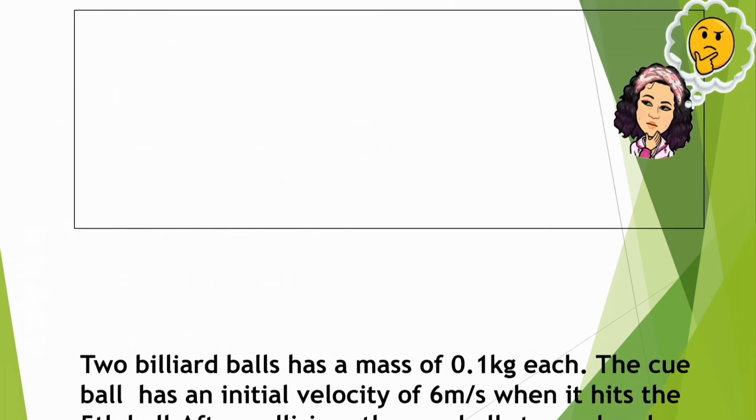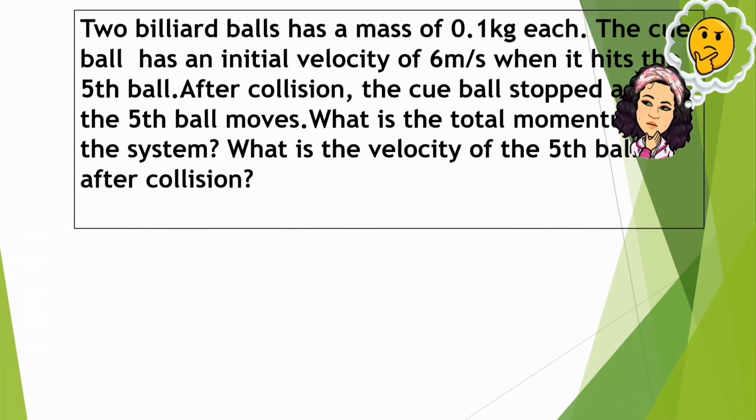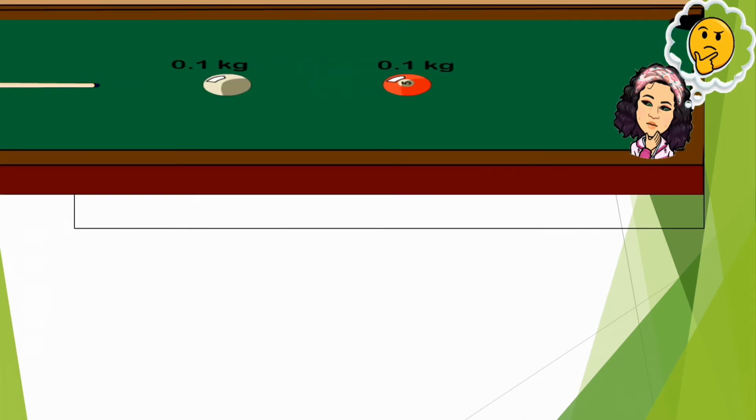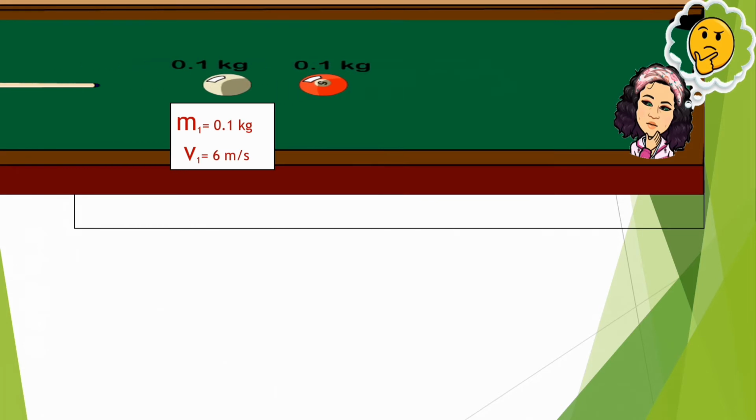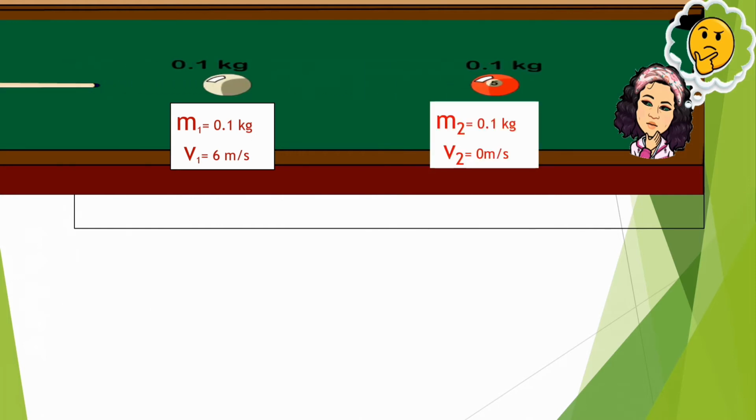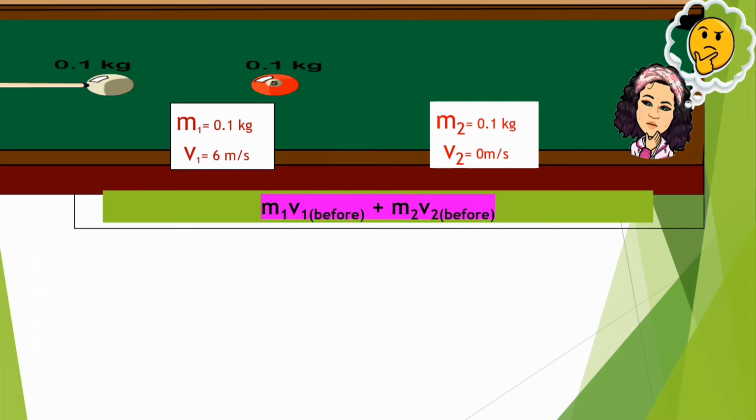Let us identify the given data in the problem. So we have here the mass of the cue ball, which is 0.1 kilogram, with its initial velocity of 6 meters per second. And the mass of the second ball, which is 0.1 kilogram also, with an initial velocity of 0 meters per second because it is at rest. We have here our formula, which says m1v1 plus m2v2 is also equal to m1v1 plus m2v2.